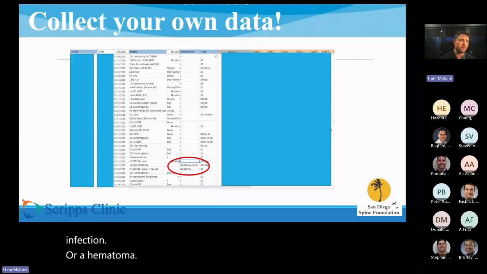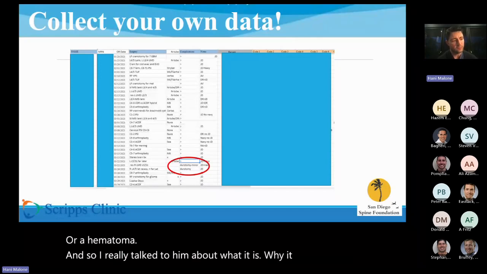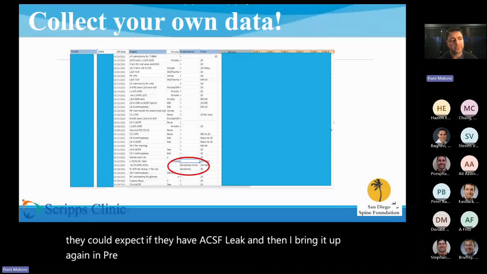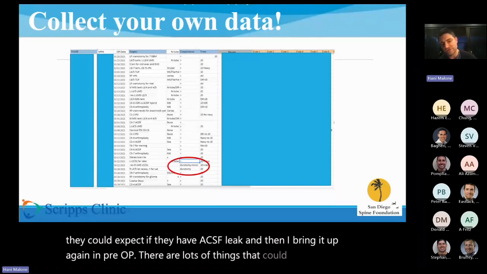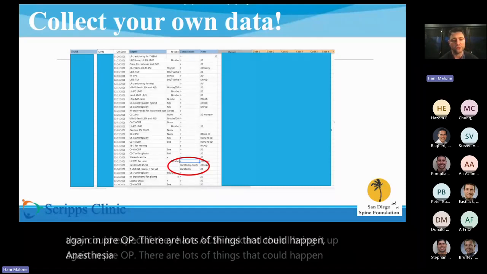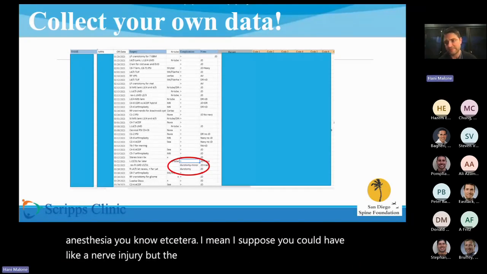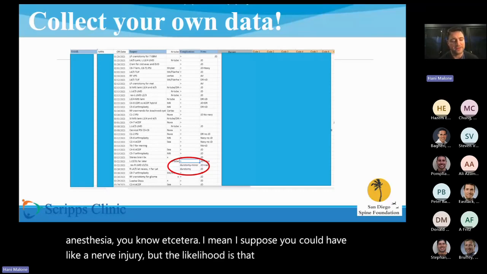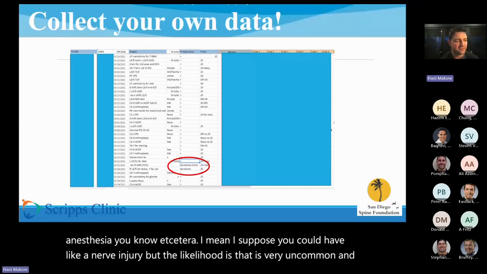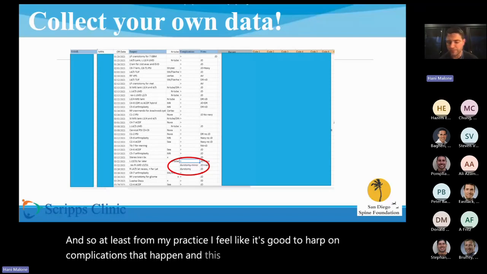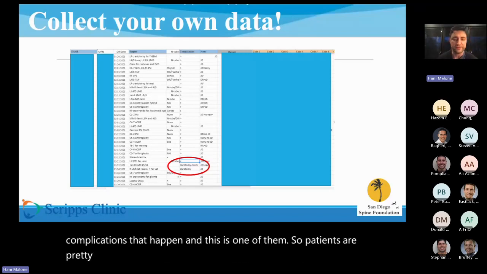And so I really talk to them about what it is, why it happens, what they could expect if they have a CSF leak. And then I bring it up again in pre-op. There are lots of things that could happen, anesthesia, et cetera. I suppose you could have a nerve injury, but that is very uncommon. At least in my practice, I feel like it's good to harp on complications that happen, and this is one of them. So patients are pretty well prepared, God forbid, if it does happen.